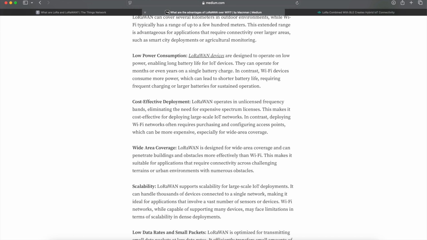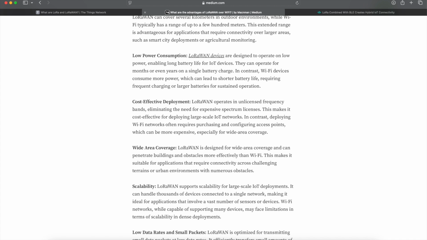Cost-effective deployment. LoRaWAN operates in unlicensed frequency bands, eliminating the need for expensive spectrum licenses. This makes it cost-effective for deploying large-scale Internet of Things networks. In contrast, deploying Wi-Fi networks often requires purchasing and configuring access points, which can be more expensive, especially for wide area coverage.